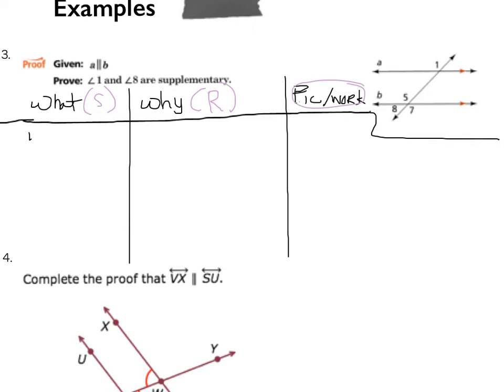So let's get started. First thing, part of my sandwich is that the top, so A is parallel to B. That was given to me. That's why.